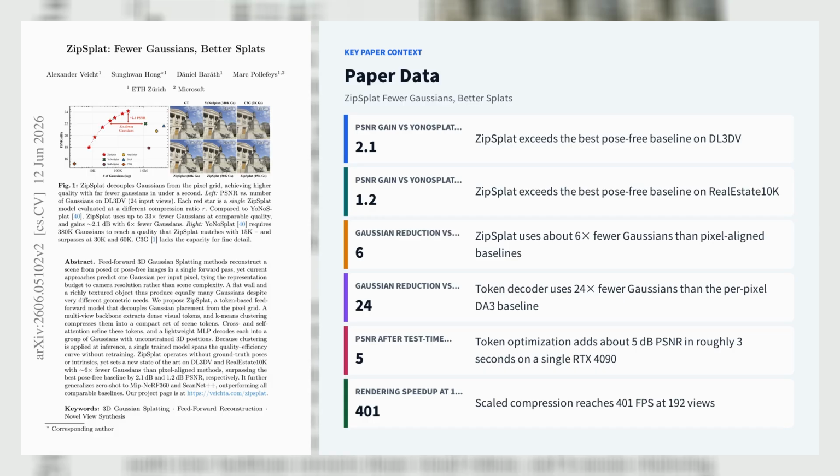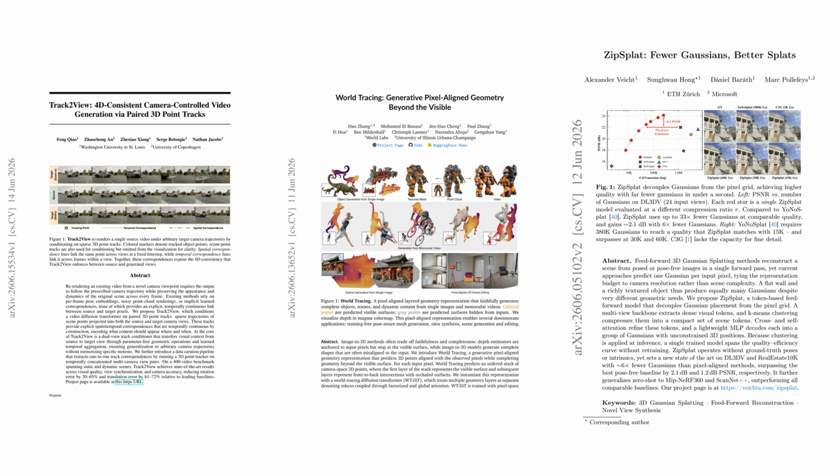The model also generalizes zero-shot to Mip-NeRF 360 and ScanNet++, where its pose-free variant reaches 21.72 and 18.01 PSNR at 32 views respectively, and a post-condition version climbs to 23.49 PSNR on ScanNet++. Because compression is set at inference, one trained model traces a continuous quality-efficiency curve. At 192 views, scaled compression reduces storage from about 183 megabytes to 9.3 megabytes and boosts rendering speed from 40 frames per second to 401 frames per second. That's a wrap on today's AI paper highlights.